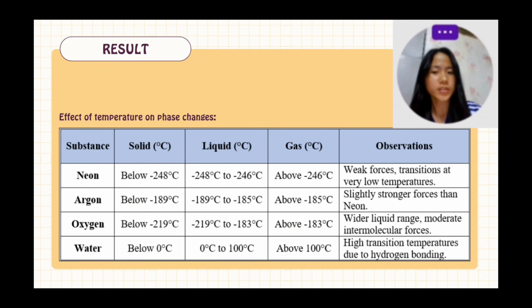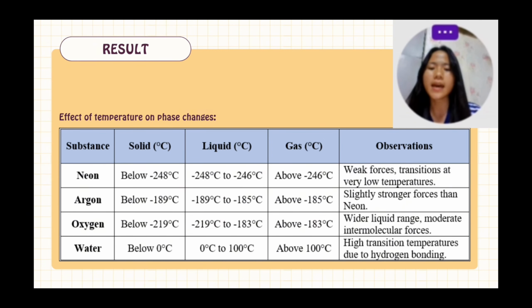For neon, it transitions between phases at extremely low temperatures due to weak intermolecular forces. It changes from solid to liquid below minus 248 Celsius and from liquid to gas above minus 246 Celsius. And for argon, it requires slightly higher temperatures than neon to transition between phases because of stronger forces. It melts below minus 189 Celsius and boils above minus 185 Celsius.